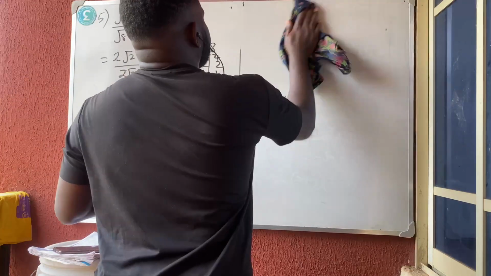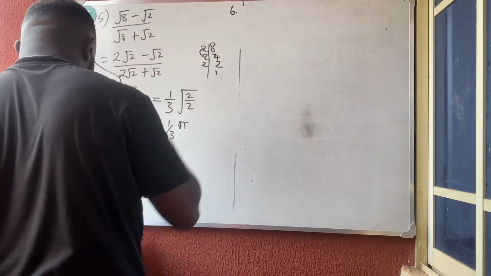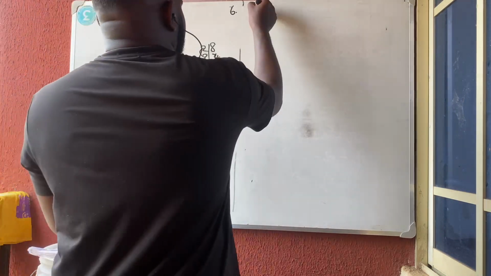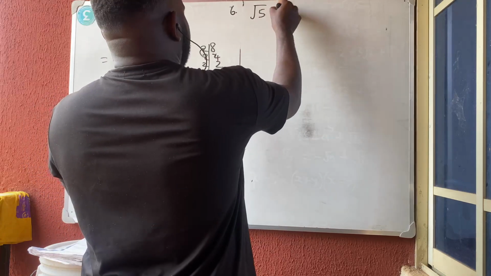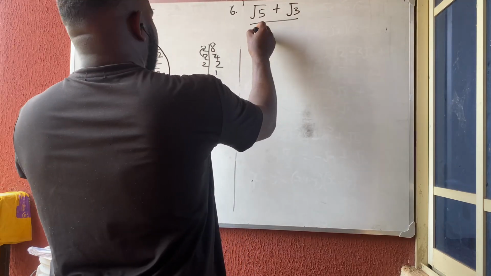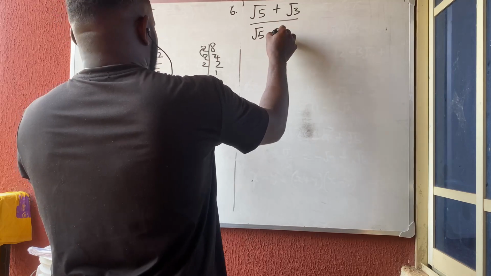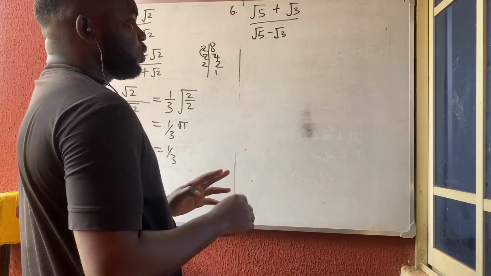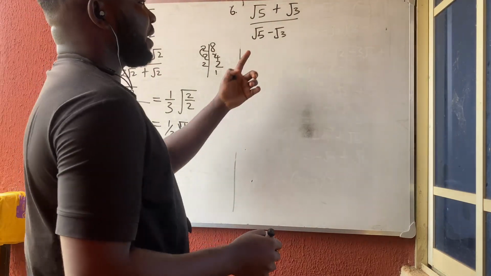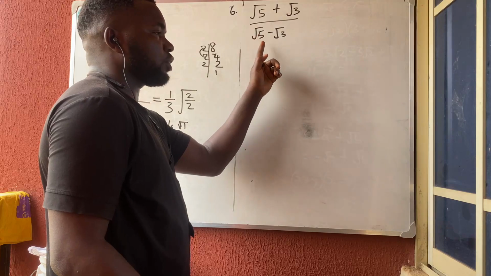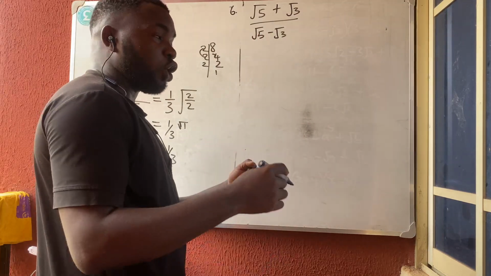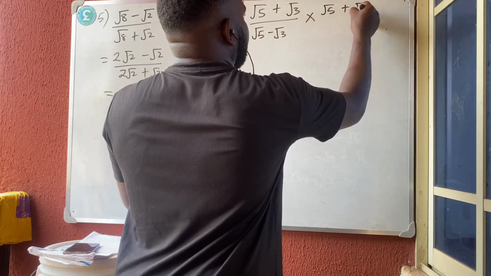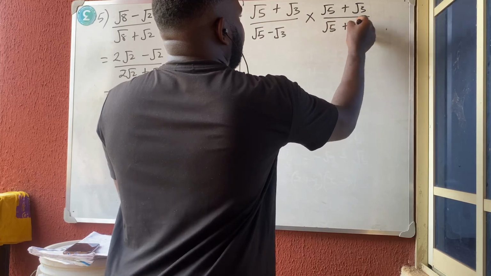Okay? Now, number 6. Number 6 gave us root 5 plus root 3 all over root 5 minus root 3. Now, in this one, they cannot subtract or add because they are not like surds. So, the only thing we do is rationalization. And I told you, whenever they are separated by addition or subtraction, we are going to rationalize using the conjugate. So, what's the conjugate now? Root 5 plus root 3 all over root 5 plus root 3.